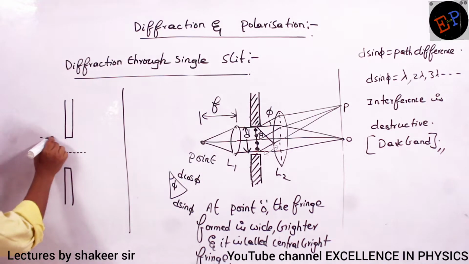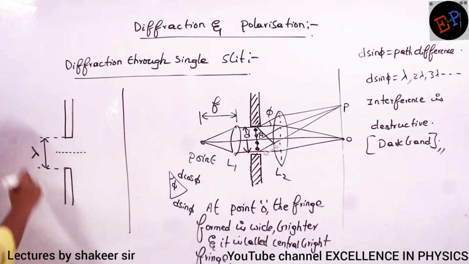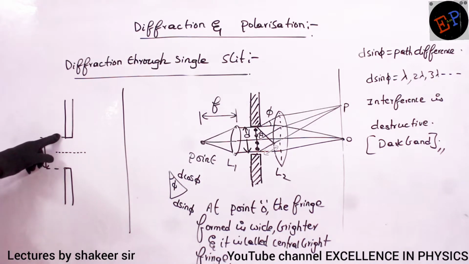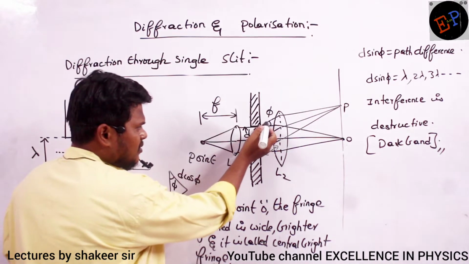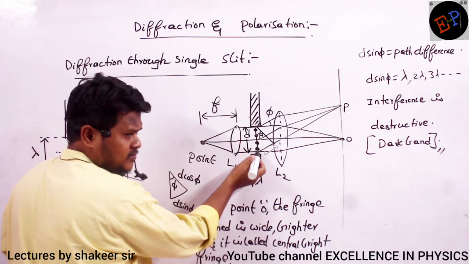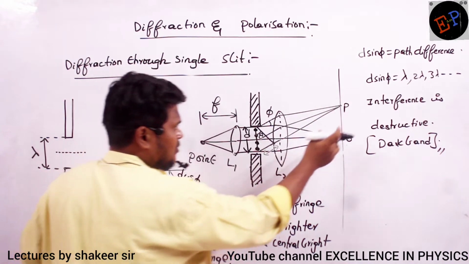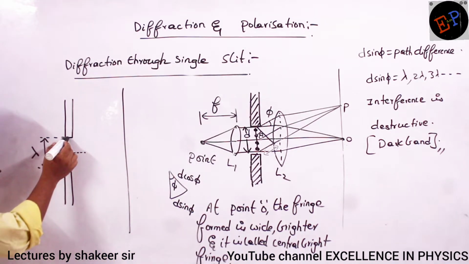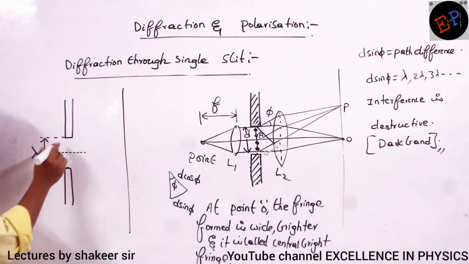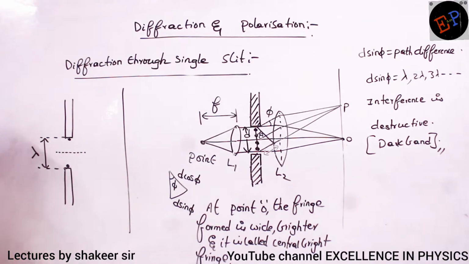Now what is the distance between these two points in terms of lambda? We have taken the path difference as lambda. When one wave from here and one wave from here, the first wave and the last wave, go and interfere on the screen, the path difference we have taken is lambda. Do you understand? So the path difference between this point and this point is lambda. I take one source of light here and one source of light here. The difference between these two is lambda.